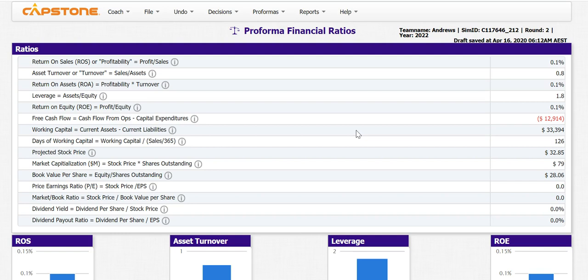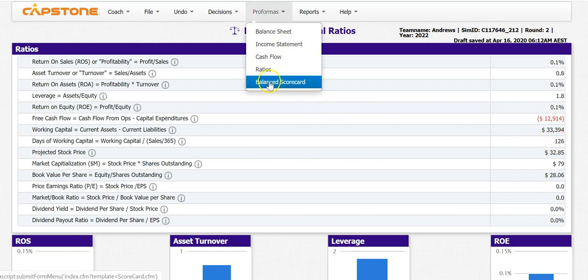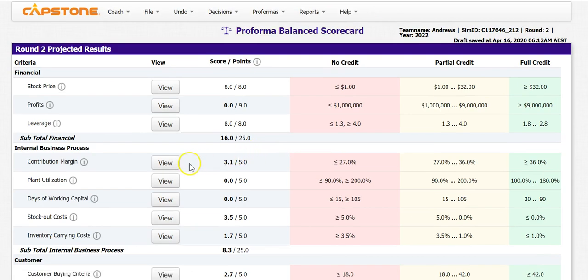So, it's a good idea just to come here and understand, well, what makes it up? What's it made up of? Because I know what I need to do. I need to get these numbers. Let's go and have a look what numbers I need to get for this one here. I'll go to the Balance Scorecard. To get top points of days of working capital, I need to be around 30 and 90. I need to be in between 30 and 90. So that's going to be important.